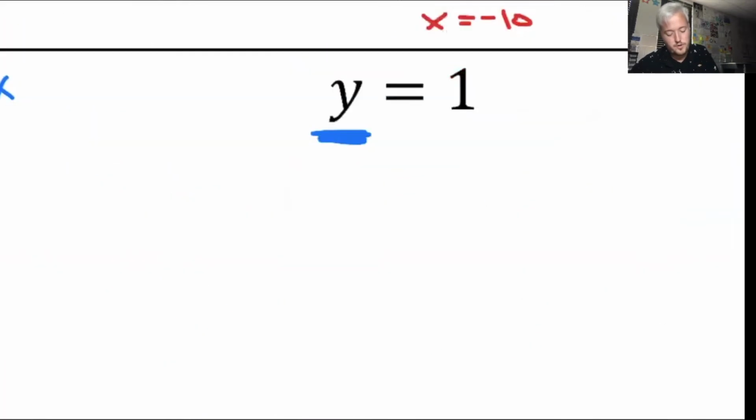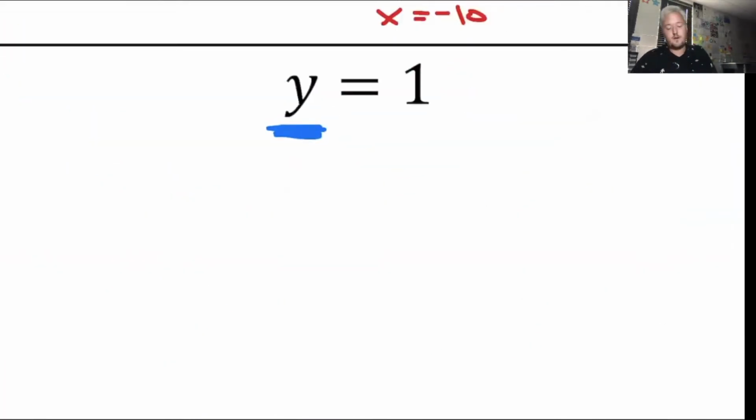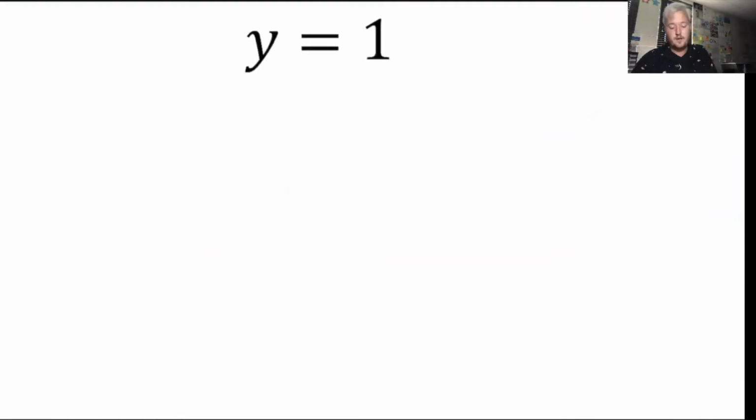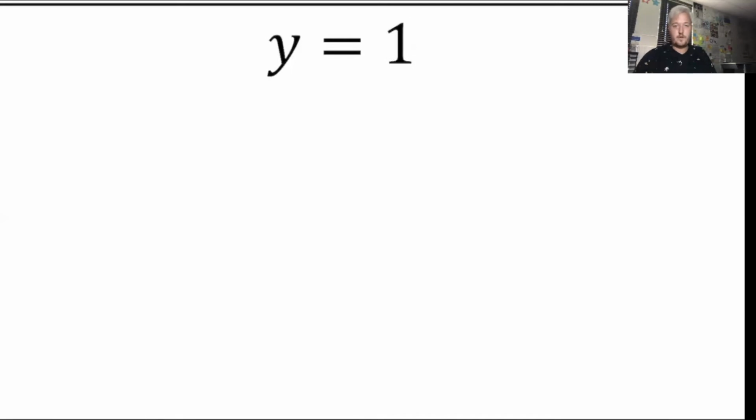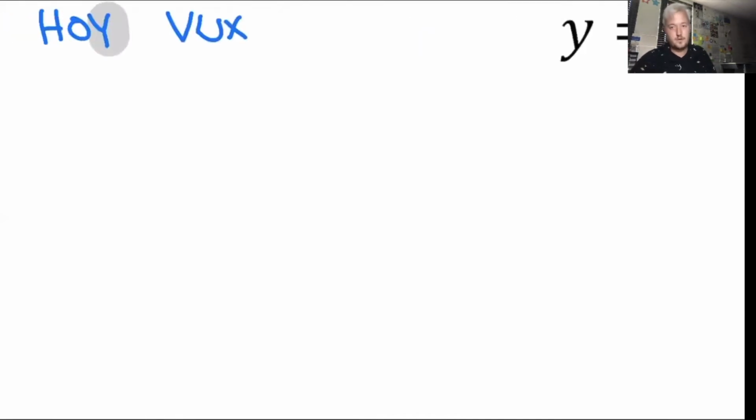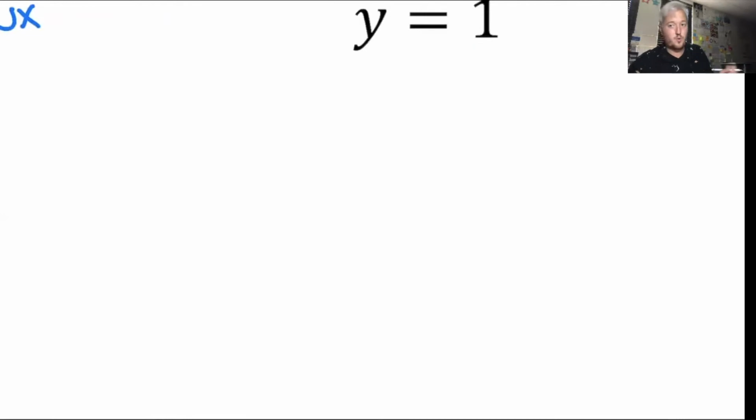So to know when you're using Hoibots is on the right side over here. If you just have a number with no variable, like x equals 2, y equals 20, x equals pi, if you have just a constant on the right side of the equal sign with no variable, that's how you know you're going to be using Hoibots. So because I just have y equals 1, there's no like y equals x plus 2. It's just a number. So we have to use Hoibots. Because we have a y equals, I'm using Hoi. So this is going to be a horizontal line.